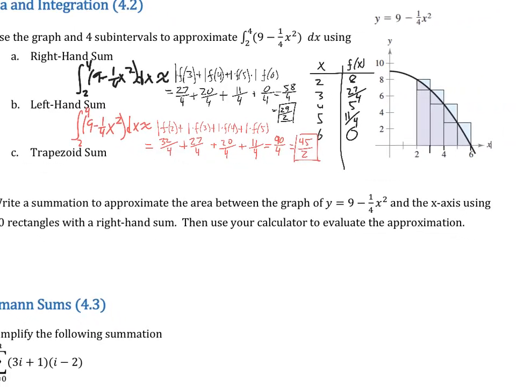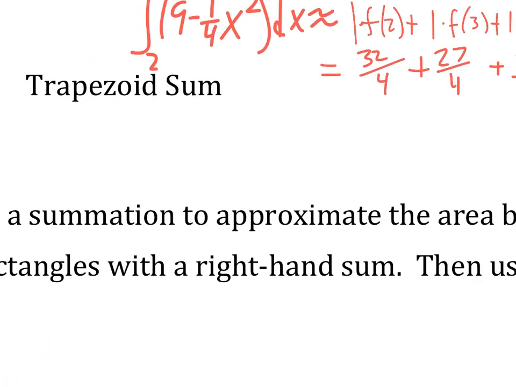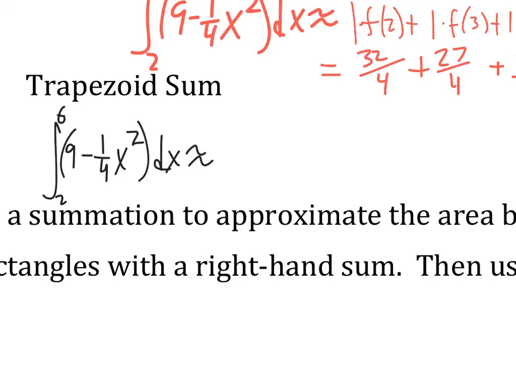The trapezoidal sum. All right, so for the trapezoid, remember the area of a trapezoid is 1/2 times the sum of the bases. It's the average of the bases times the height. So our integral from 2 to 6 of 9 minus 1/4 x squared dx. For each of these, we've got 1/2 times the two bases, in other words, the left and right-hand sides, times the height.